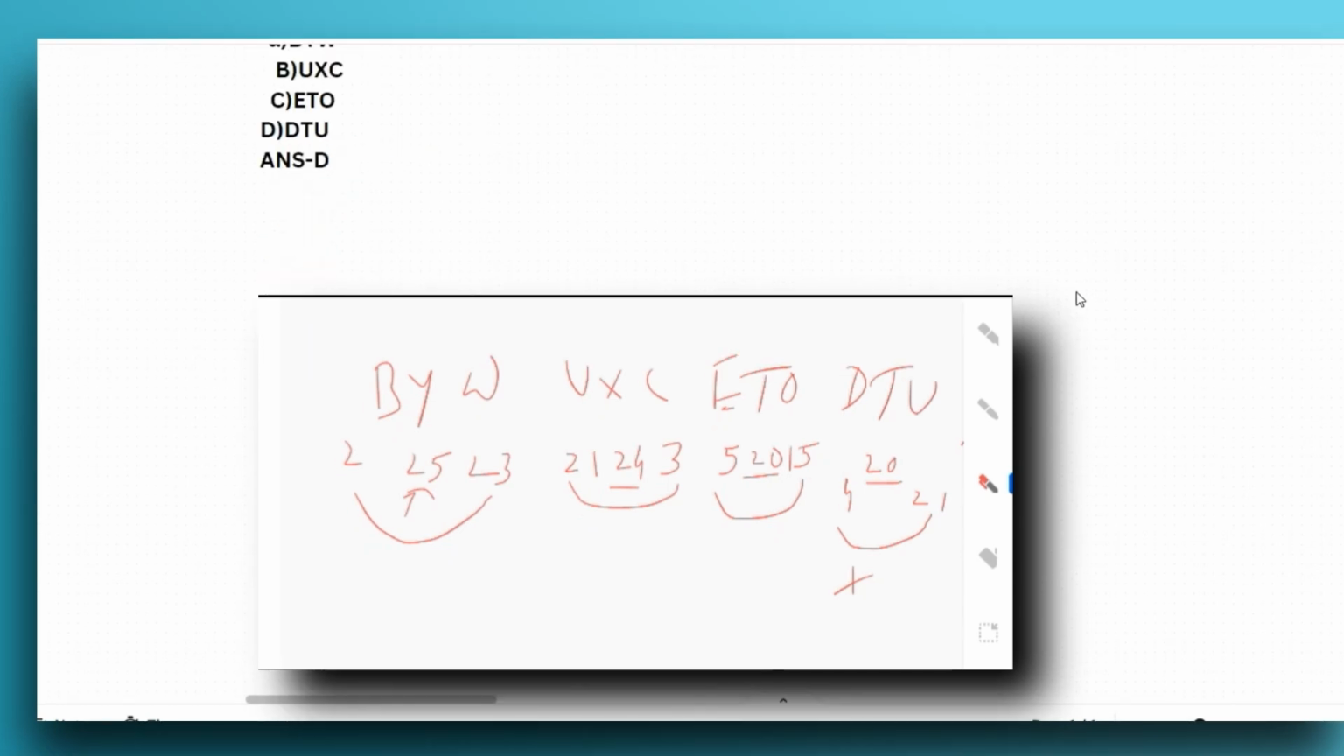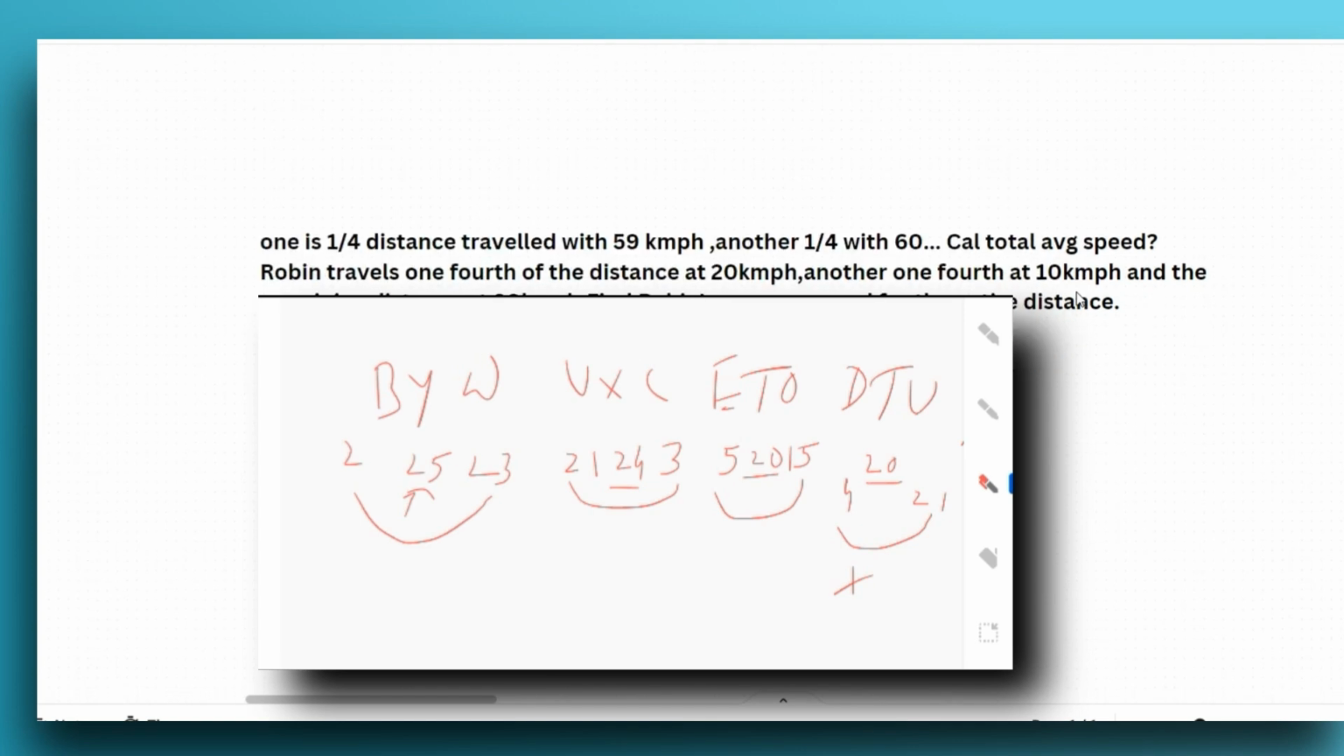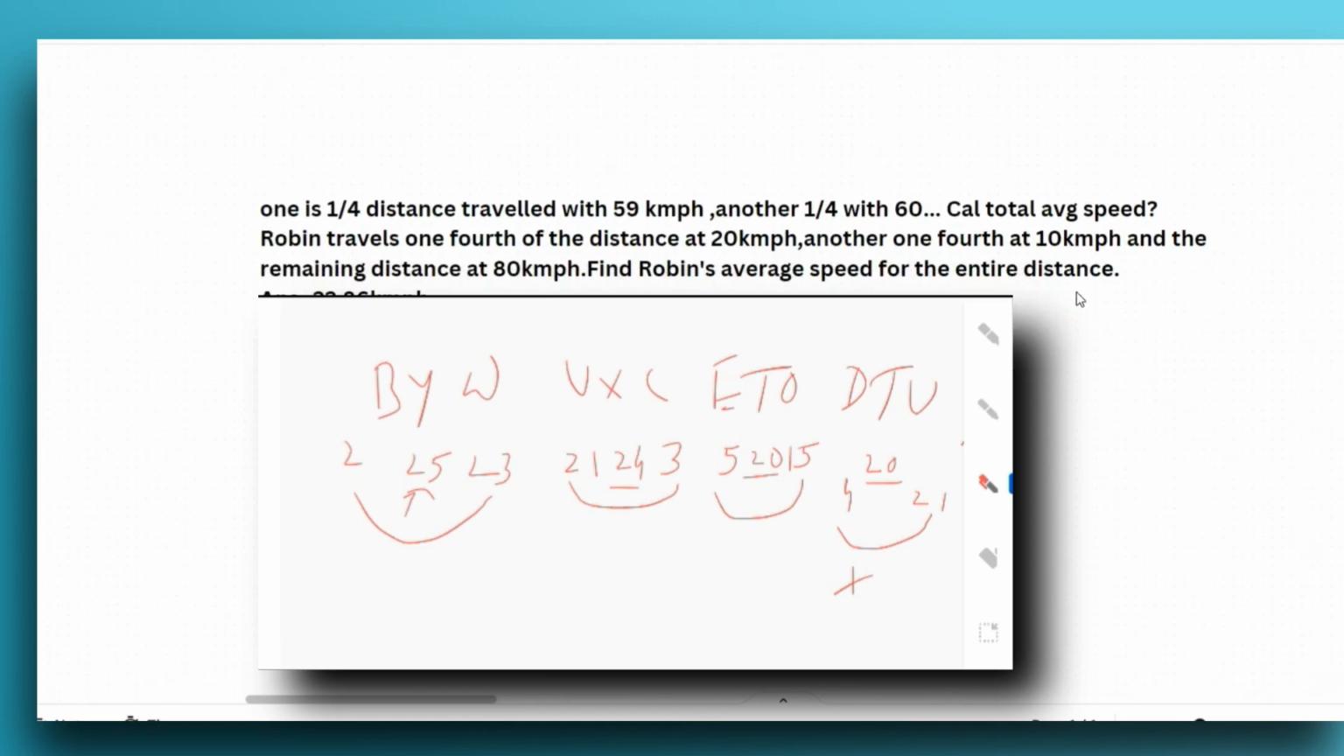Okay, so the next question is this. This is also a quick question for you. Let's say one has traveled one fourth of the distance at 59 kilometers per hour, another one fourth at 60. So calculate the total average speed. You just have to calculate the total average speed, right? The answer is given. Still, try to solve the problem within very few seconds, so that you can manage the time, right?